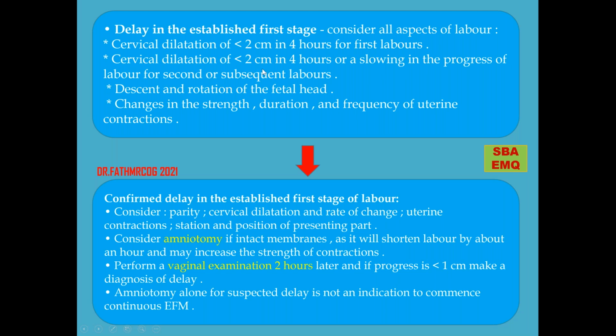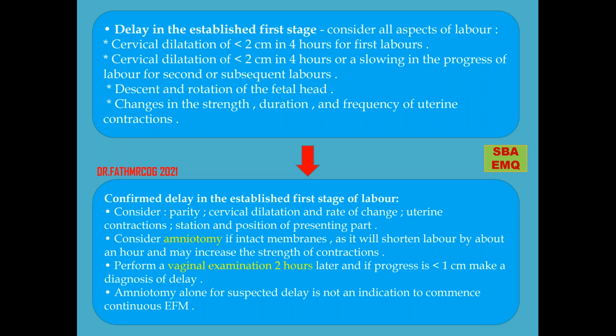And cervical dilatation of less than 2 centimeters in 4 hours or slowing in progress of labor for the second or subsequent labor. So how to confirm? We do BV after 2 hours. If you find less than 1 centimeter in 2 hours, this confirms there is delay in the first stage of labor. If you repeat BV after 2 hours and find more than 1 centimeter, this is normal progress. Is it clear? Yes, it's very clear.